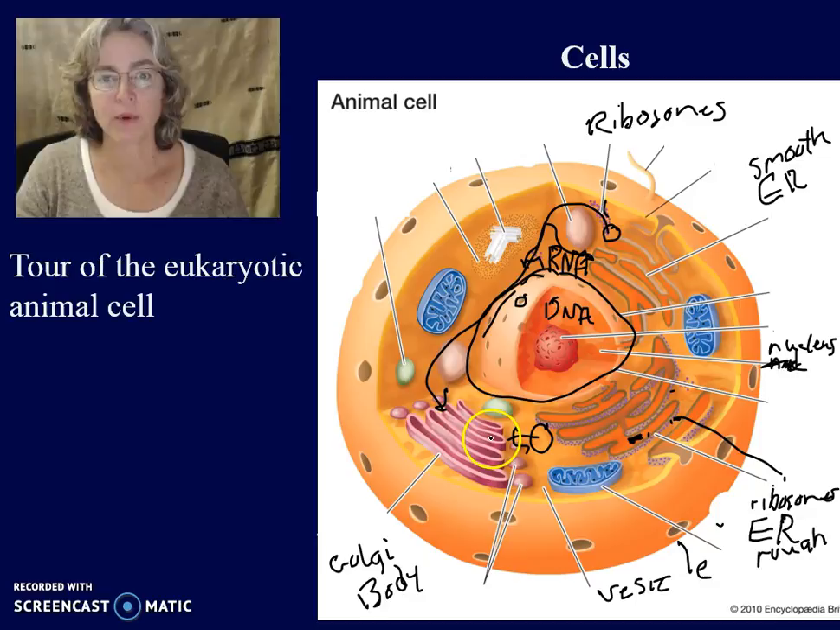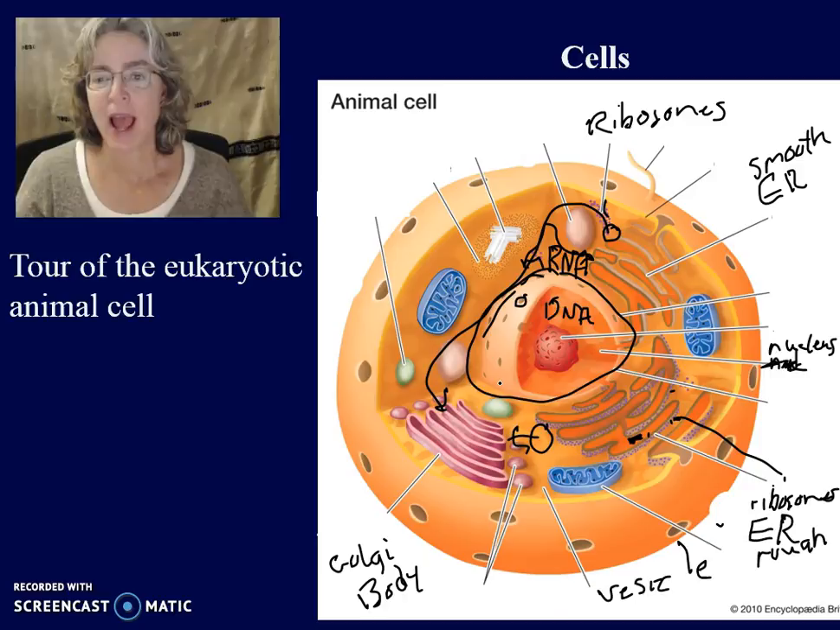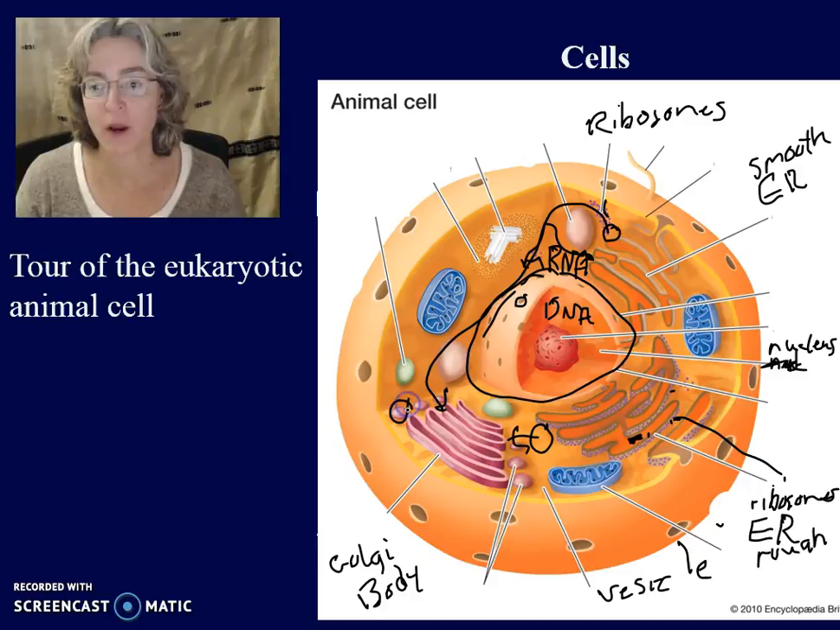And then inside the Golgi apparatus, it packages up the lipids and the proteins, bonds them together if they need to, and then puts them into another transportation vesicle. And it can transport it to an organelle, or it can even transport it outside of the cell.